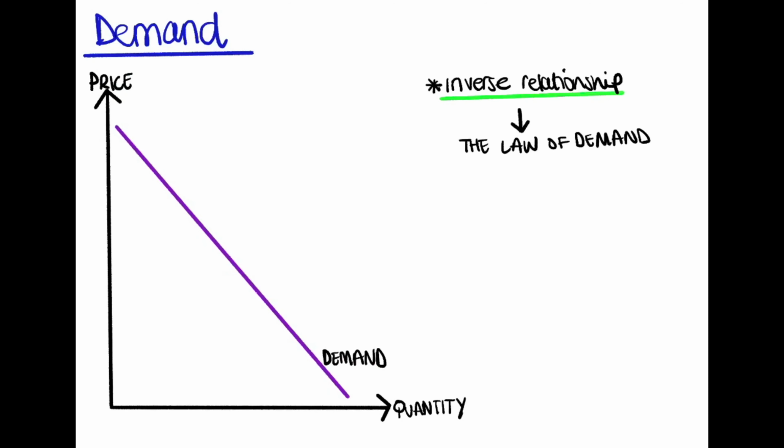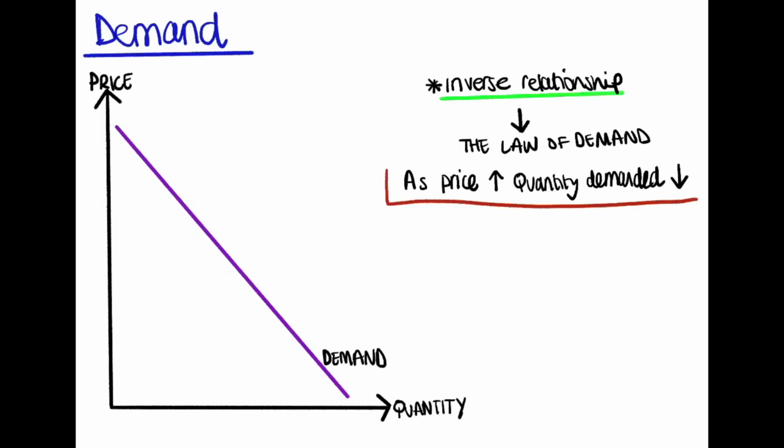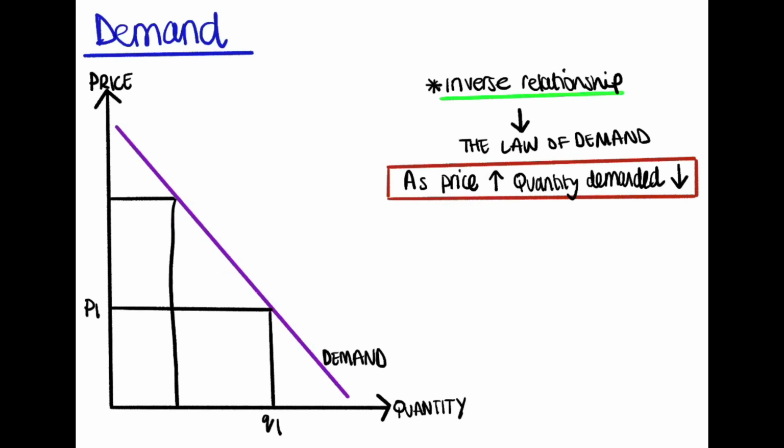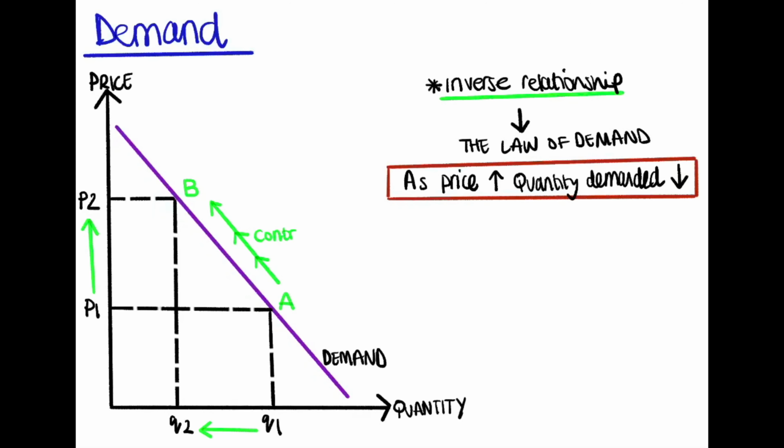quantity. The law of demand is that as price increases, quantity demanded falls. We can see this on the diagram. As we move from P1 to P2, quantity demanded falls from Q1 to Q2. Remember, changes in price cause a movement along the demand curve, not a shift. A price increase would cause a contraction in demand, but a price decrease would cause an expansion in demand.